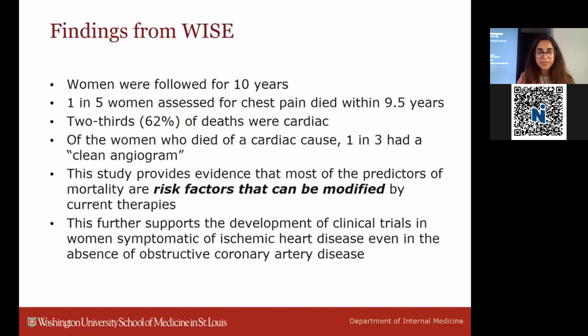And these are pretty big findings, right? This study shows evidence that most of the things that we use to reassure ourselves are probably premature. We know that most of the predictors of mortality continue to be risk factors that can be modified by current therapies. It's not a plaque that you can probably do not very much about. It's a plaque that probably is developing on a level that you can't even see. This further supports development of clinical trials in women symptomatic of ischemic heart disease, even in the absence of obstructive coronary artery disease.